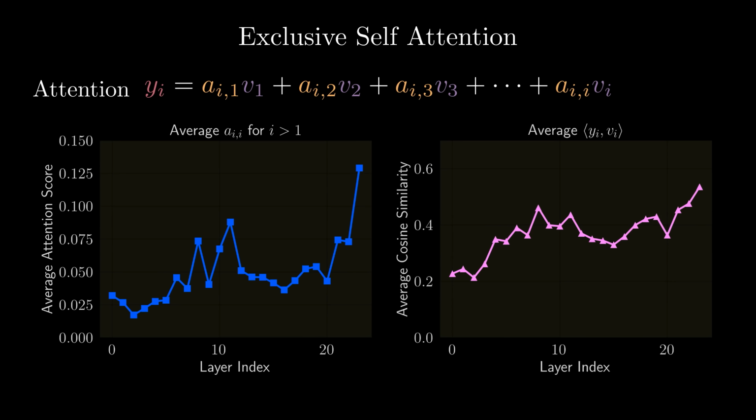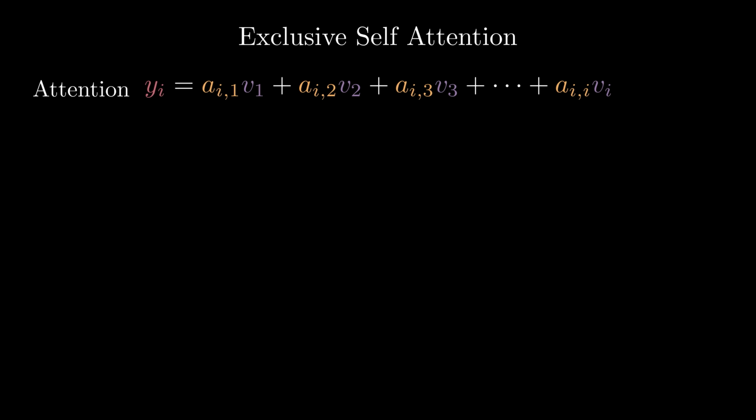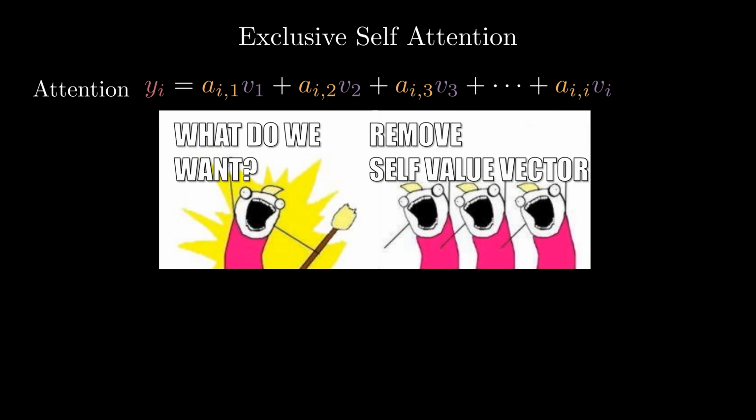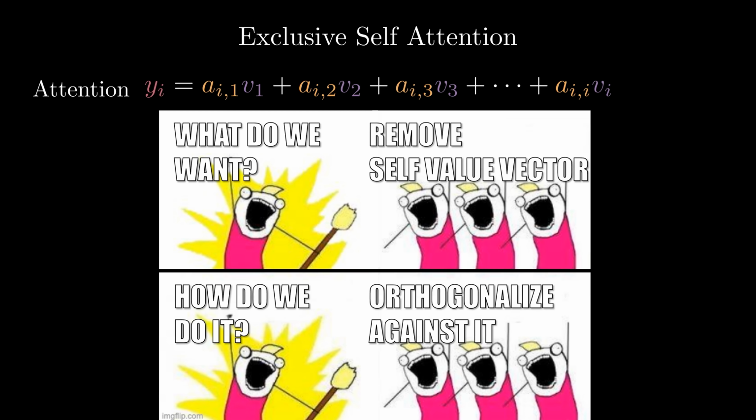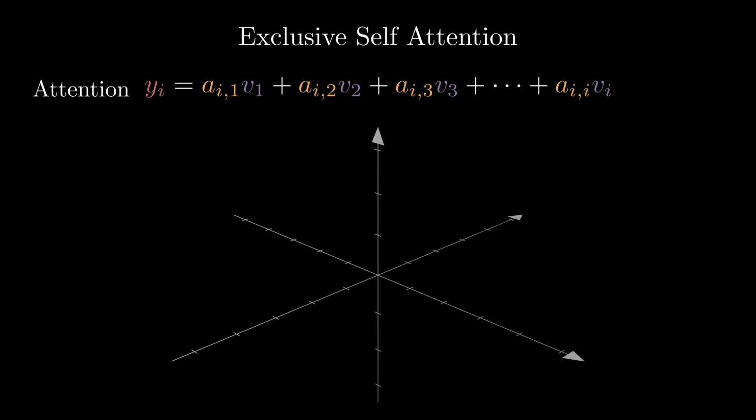The paper refers to this as attention similarity bias. This bias indicates that the attention mechanism wastes its capacity modeling the pointwise feature transformation, rather than leveraging contextual information from other tokens. Therefore, the key idea is to remove the self-value vector bi from the attention output yi. This can be done with orthogonal projection. Let's visualize this process to build some intuition.